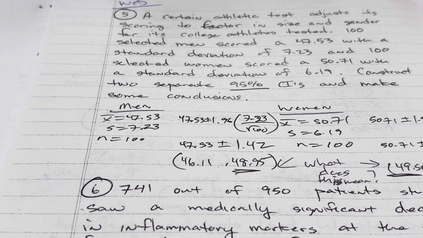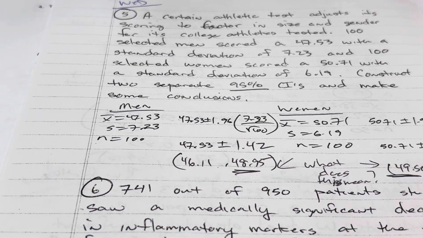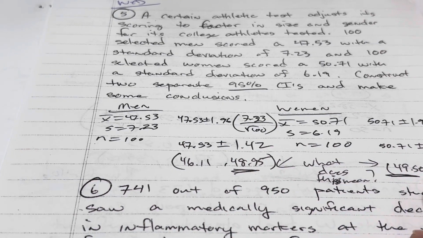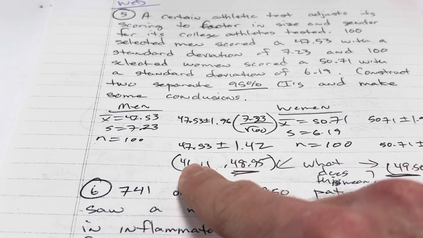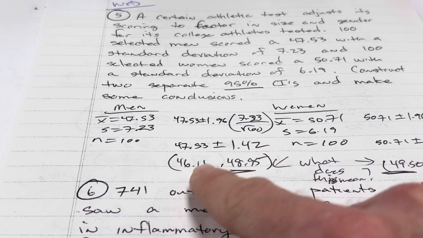x bar plus or minus 1.96 times the standard deviation over the square root of 100. The square root of 100 is nice because it's 10. So that divided by 10, multiplied by 1.96. That's the margin of error. Lower bound, upper bound. Lower bound, upper bound.